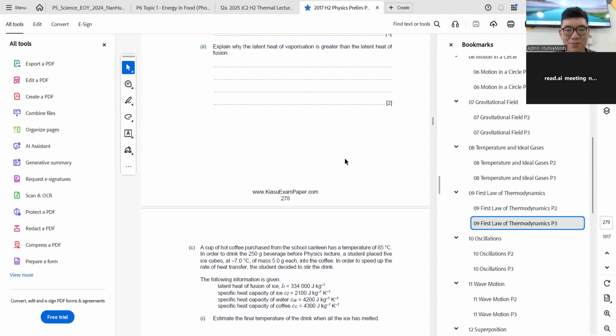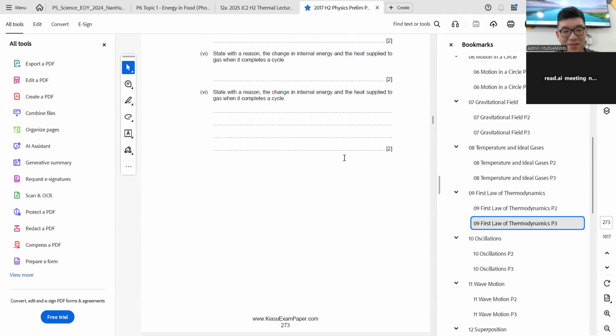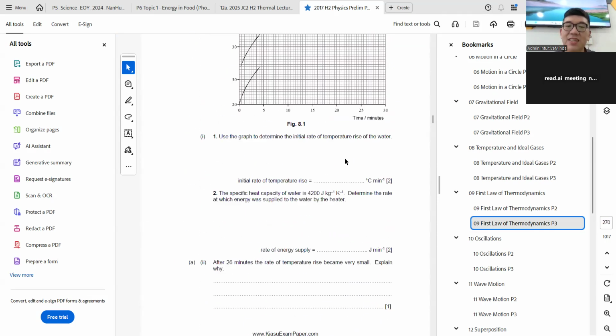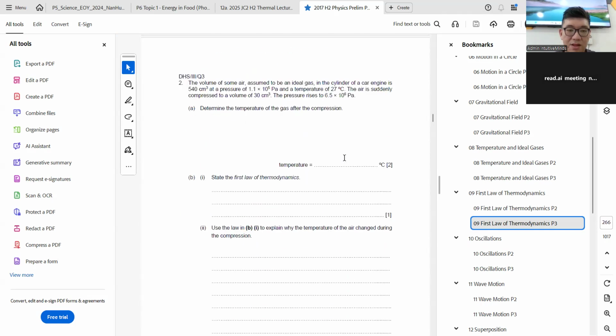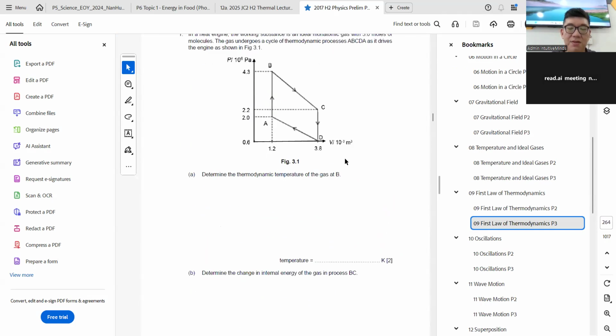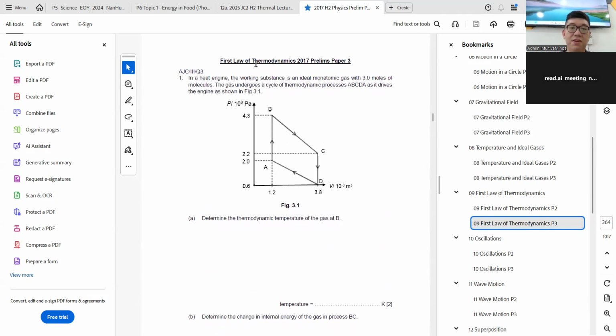But I'm not going to just throw it to you and then you try. I'll give you a few pointers to take note of, starting with the first question. So first law of thermodynamics, 2017 prelims paper 3.